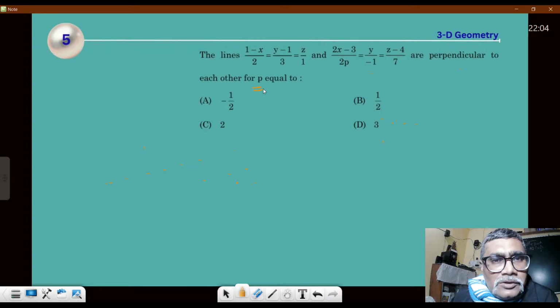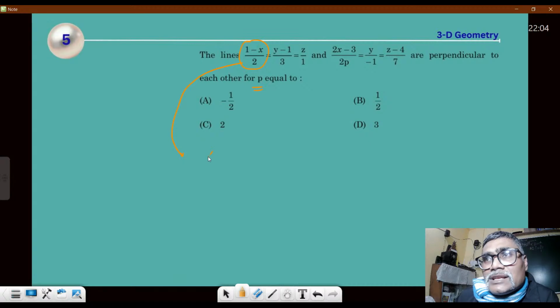Okay, the lines these and these are perpendicular. You have to find the value of p. So you have to now apply the conditions. But before that, there is a trick always for this kind of problem. Be very, very alert here. What is the trick? The trick is that they may not give you the line in the standard form. So here also it is not in the standard form. You check it, please. 1 minus x is not in the standard form. It should be x minus 1. So let me put them in the standard form first.